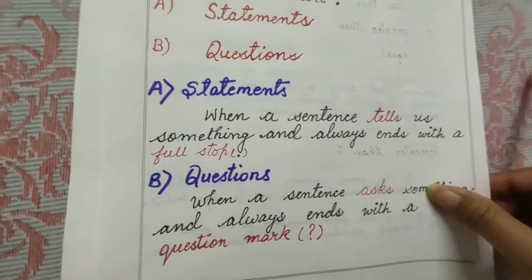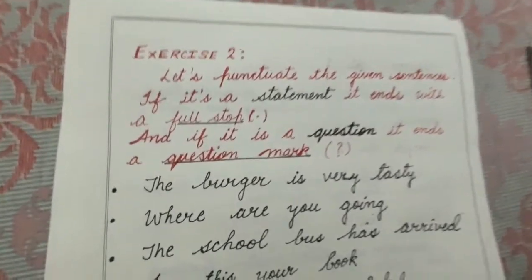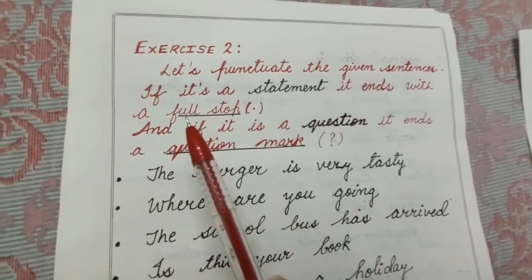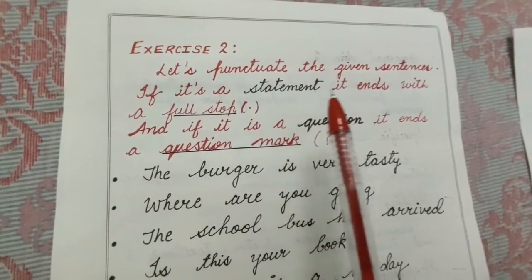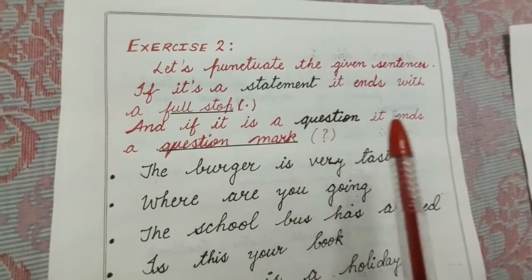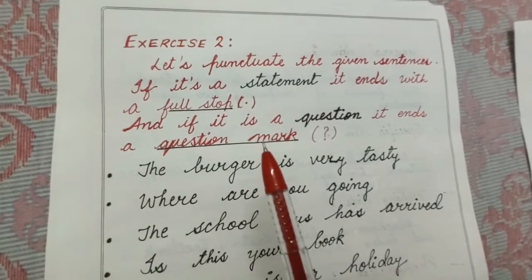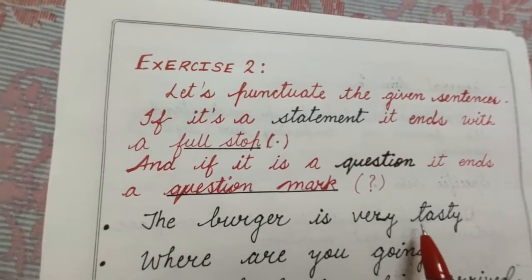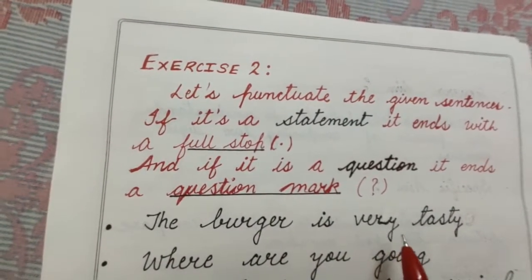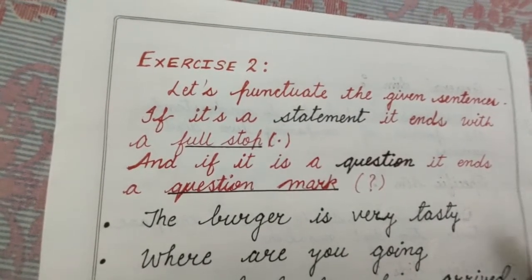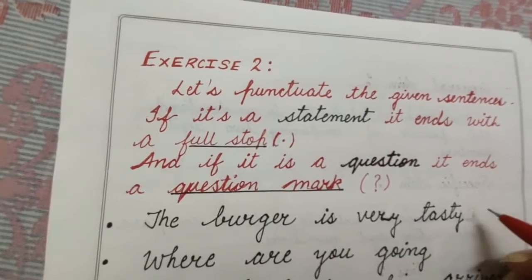Let us do one exercise. Let's punctuate the given sentences. If it's a statement, it ends with a full stop, and if it is a question, it will end with a question mark. First one, "The burger is very tasty." This sentence is telling about the burger, that the burger is very tasty. So when the sentence is about telling, we will put a full stop.